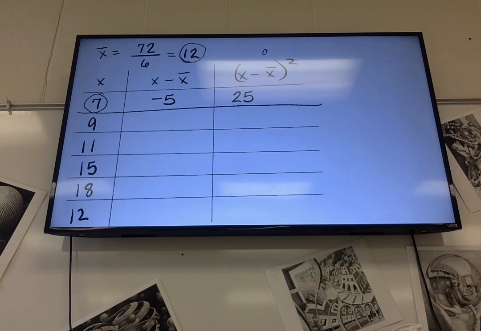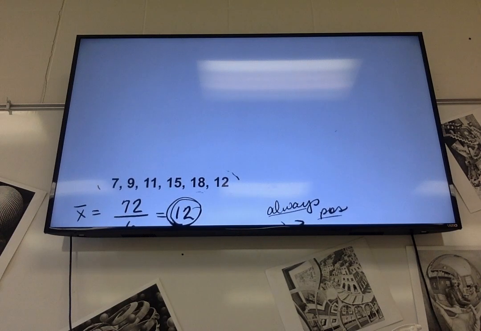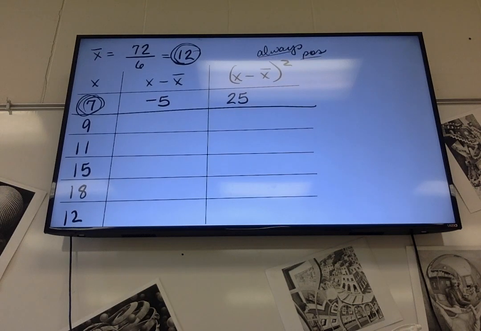It's always going to be positive on this last one. If it told you it's negative, change it to a positive, because negative 5 times negative 5 is positive 25. If it told you it was negative, it's because it's doing 5 times 5 and then putting the negative in front of it. So we take 7 minus 12, get that number, and then square it. Now you're going to do the same thing. You'll do 9 minus 12.